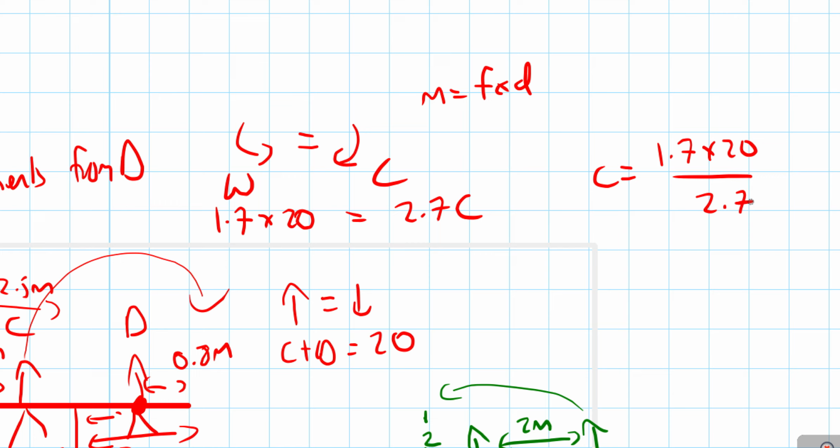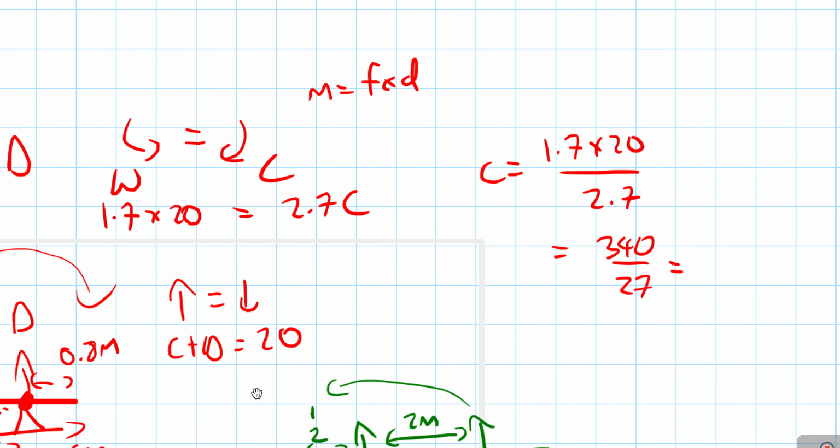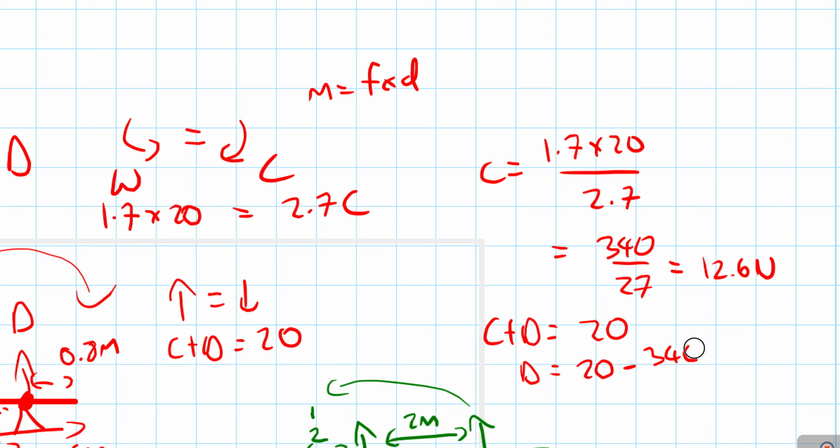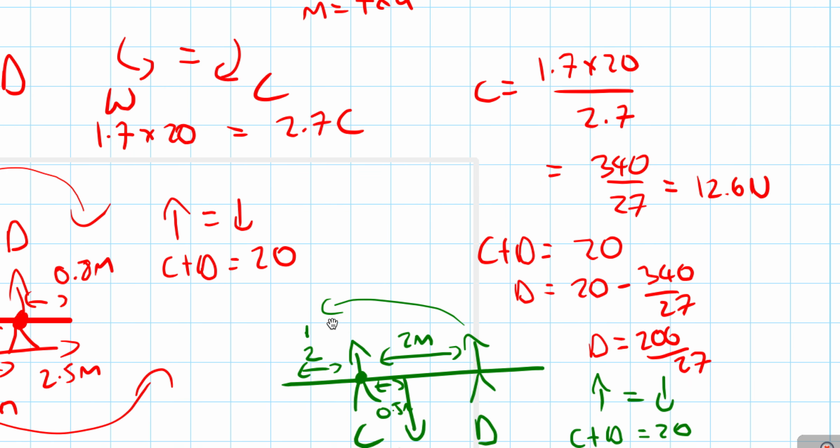And then that gives us a horrible answer actually of 340 over 27, which to three significant figures is 12.6. But all the time use the actual answer when you're calculating the next part. So we know that C plus D is equal to 20, so D is equal to 20 minus 340 over 27, which gives us an answer of 200 over 27. And that gives you your answers for question 1.